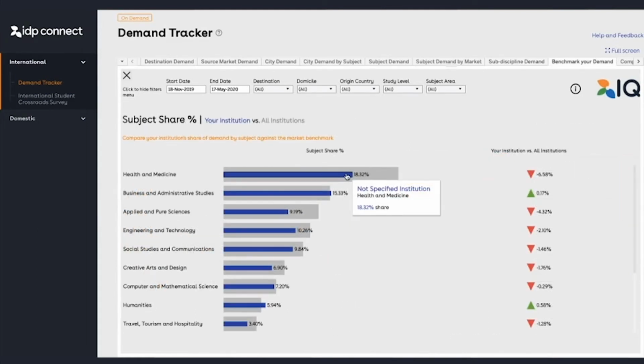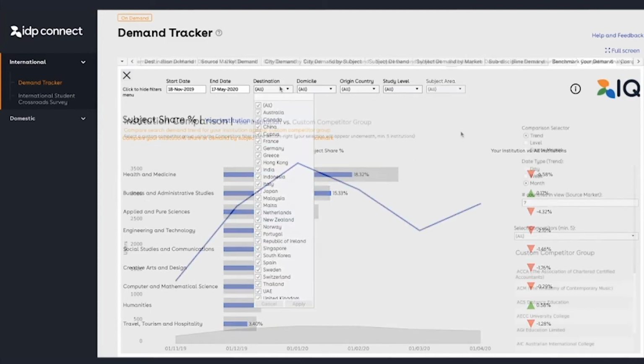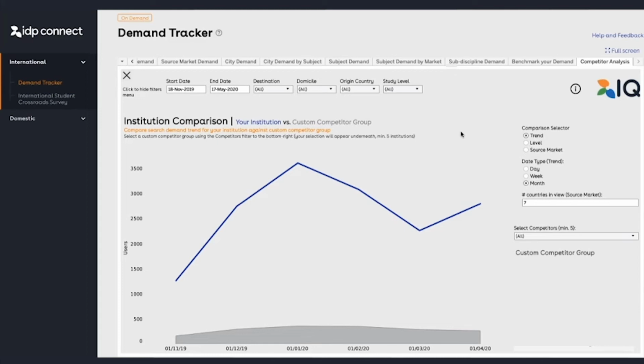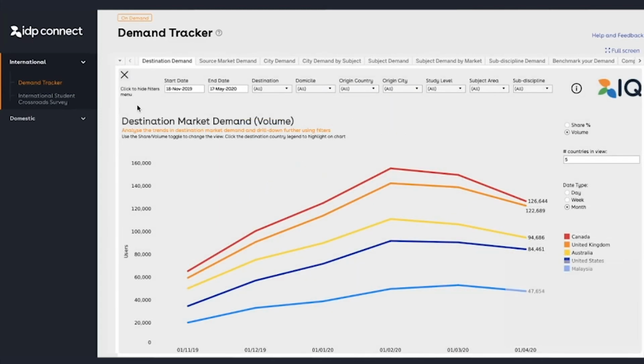The final two dashboards allow institutions to benchmark their performance against a specific market or range of markets, and against a custom competitor group. Each one of our dashboards can be filtered across a range of areas, including date, destination and origin market, study level, and subject area.